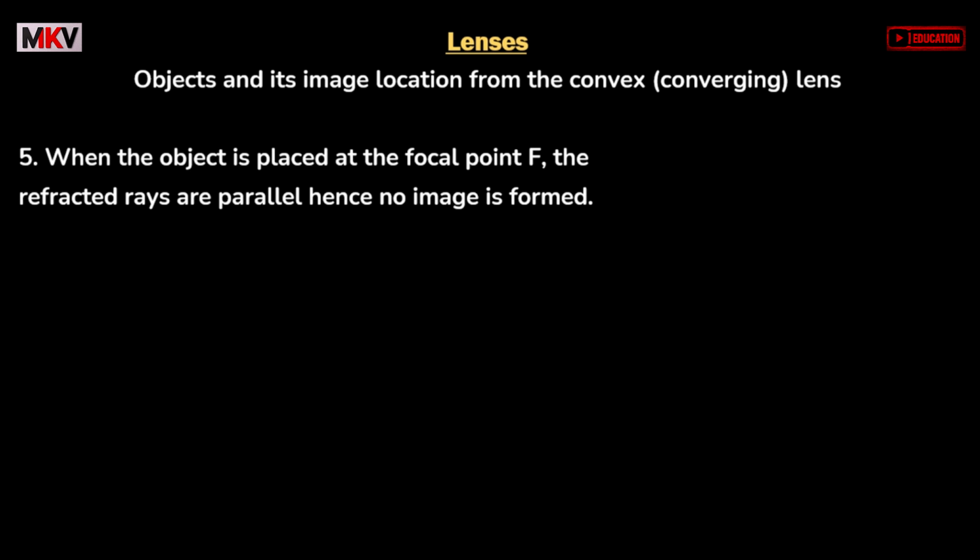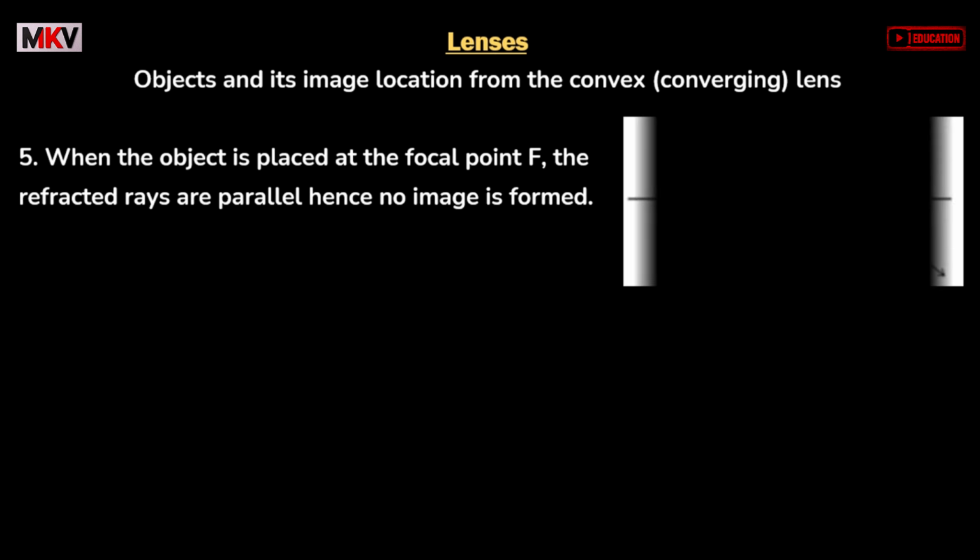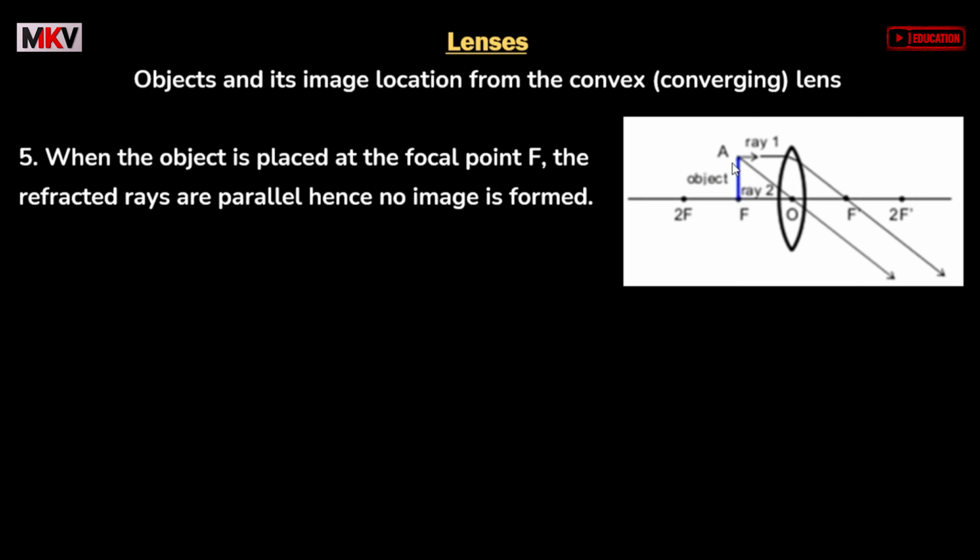And now, when the object is placed at the focal point F, the refracted rays are parallel, hence no image is formed. If you place the object at F here, the image is formed at infinity. We therefore say that the rays refracted through the lens are parallel. They do not meet, so no image is formed at all.